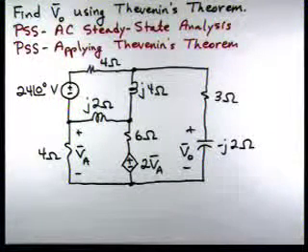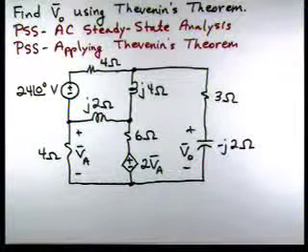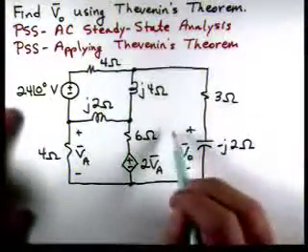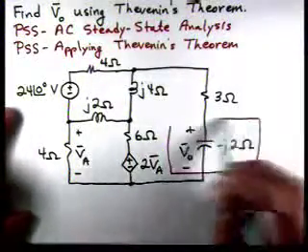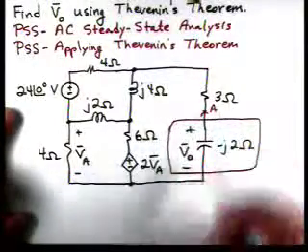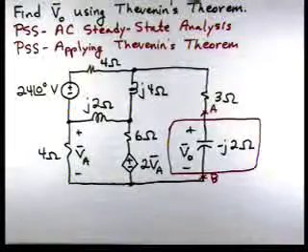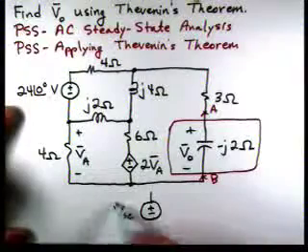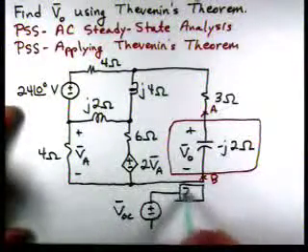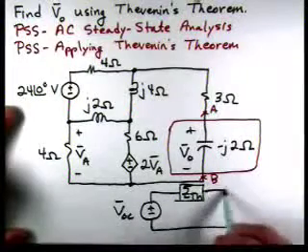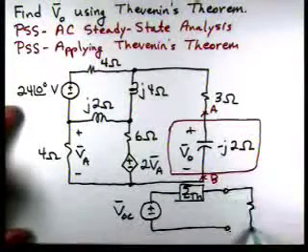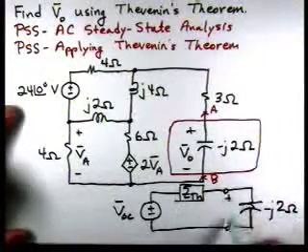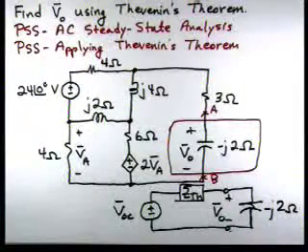And if we look at the strategy for Thevenin's theorem, it says remove the load. Since we want the voltage V0, this is going to be our load that we're going to remove. We'll make a couple of terminals A and B. What we're going to do is calculate the open circuit voltage and the Thevenin impedance. Once we have those, we're going to come back and hook up the minus J2 ohm and calculate the voltage V0.